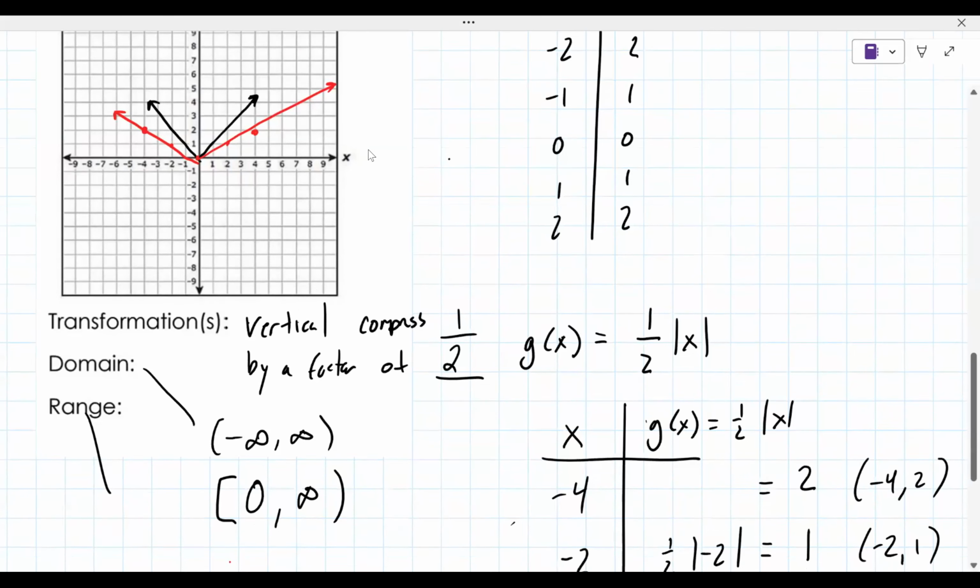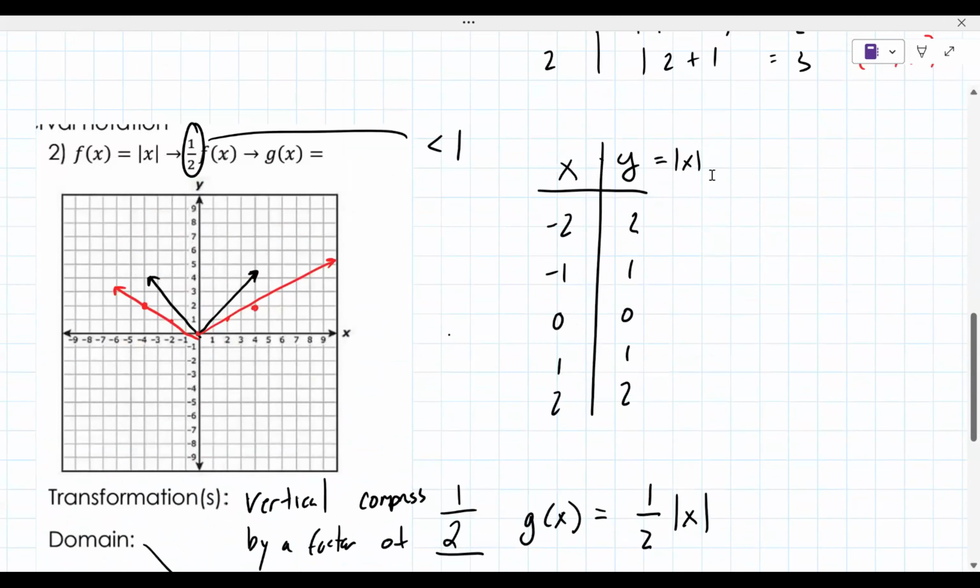So, so far, the takeaway should be you have to be able to graph what's called the parent function. And then we're getting into the idea of what kinds of transformations are there? And there's a lot of them.